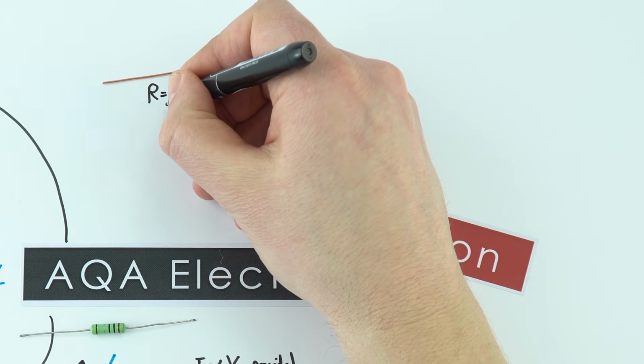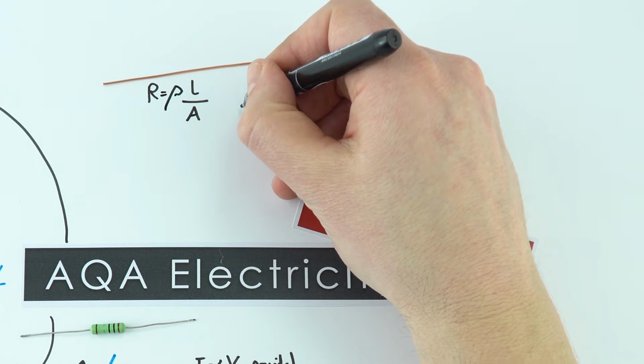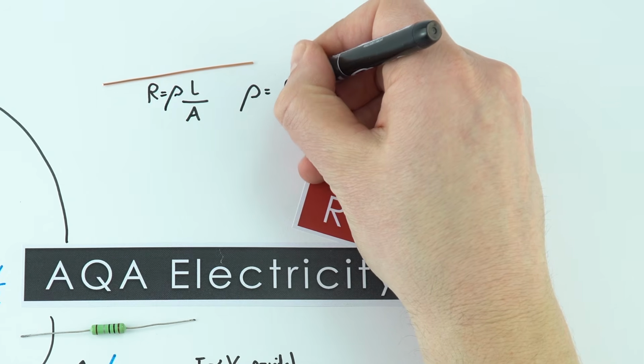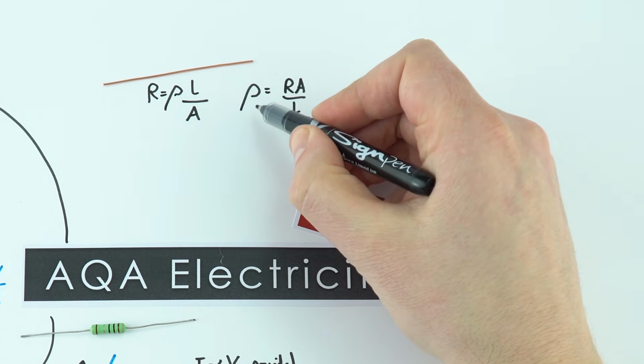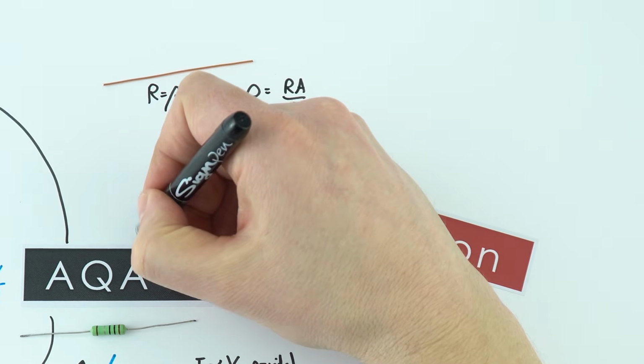And the constant of proportionality we have is ρ. And what we can write is that ρ is equal to RA divided by L. So this is a material property called resistivity.